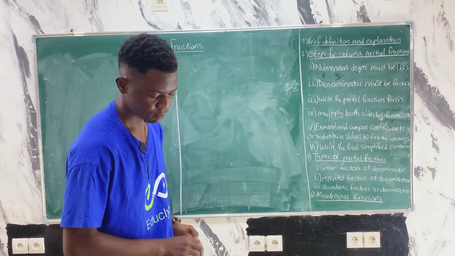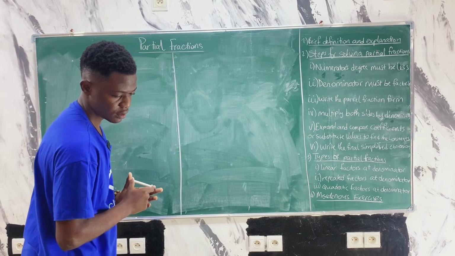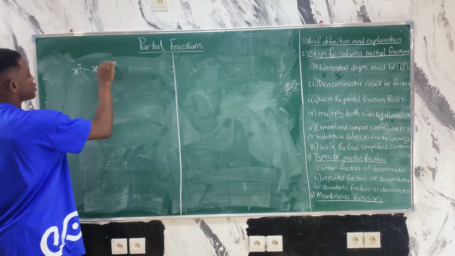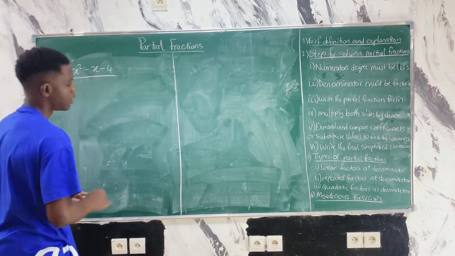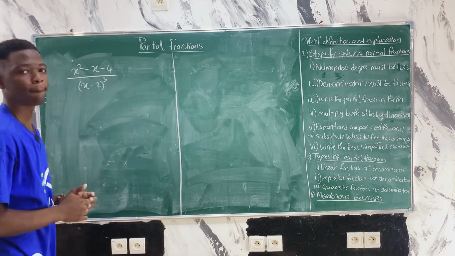So, the exercise I'm going to give is x squared minus x minus 4 divided by x minus 2 cubed.